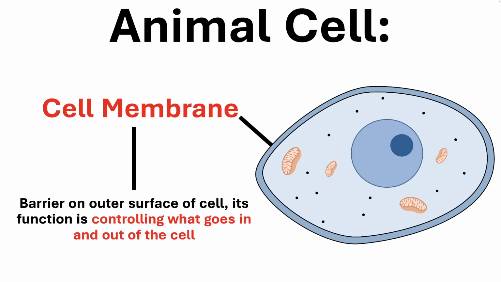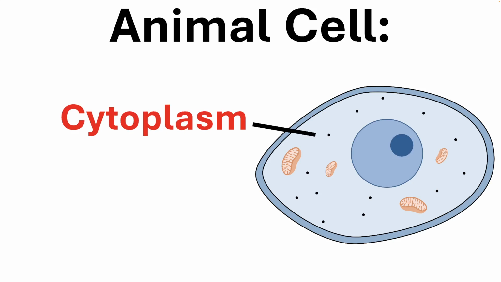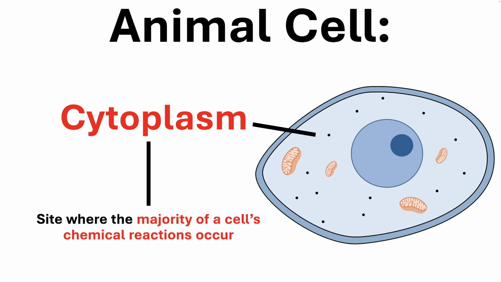Next up is the cell membrane. It's the barrier around the outer surface of the cell, and its function is controlling what substances go in and out of the cell. After that, we have the cytoplasm. It's this jelly-like substance where most of the cell's chemical reactions happen, and it contains these things called enzymes which control these reactions. But you'll learn more about those in a later video. For now, the cytoplasm is just where most of the chemical reactions happen in the cell.